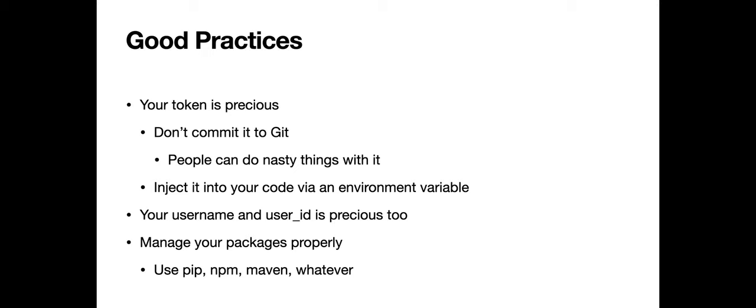We actually had this happen unintentionally in a previous workshop where Chai's token was public and someone else was running the attendance bot. So his demo stopped working. And so just be careful with your token. Don't commit it to Git. Don't put it up online. Don't give it to people, right? The best way to deal with it is to inject it into your code via an environment variable, right?